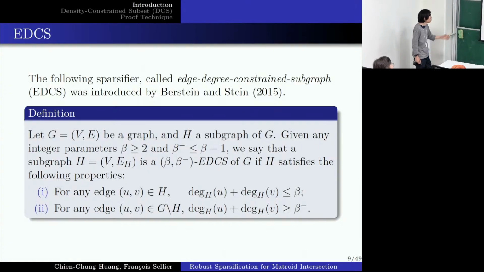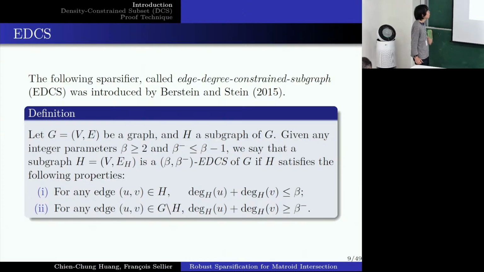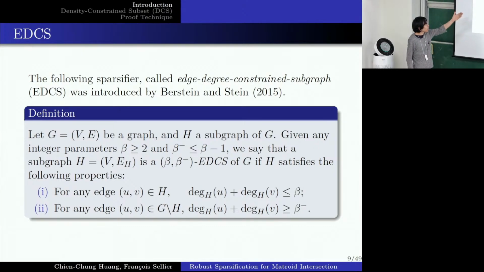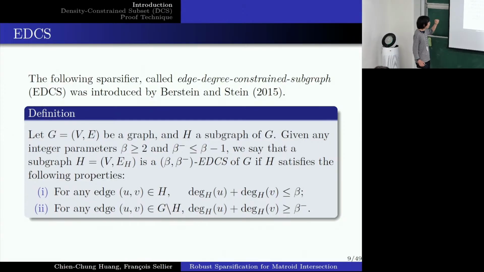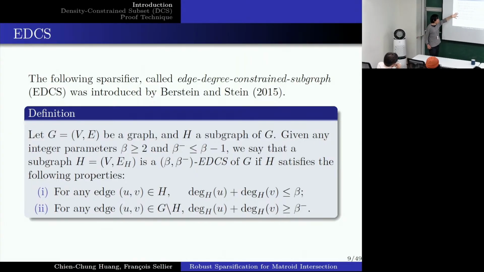Okay, so now let me talk about the sparsifier. I give you a graph G, and suppose H is a subgraph of G. Then I have two parameters, beta and beta minus. The condition is that beta minus has to be strictly smaller than beta. You can imagine these beta and beta minus are just integers. And I claim that this H is the EDCS, the edge degree constrained subgraph, if you satisfy these two conditions.